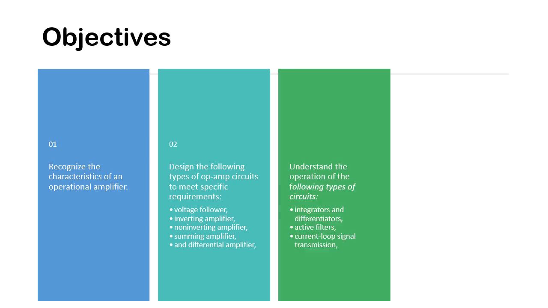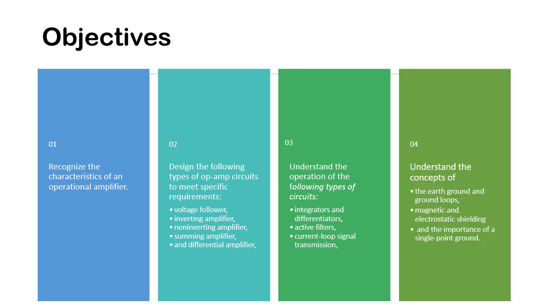You should also be able to understand the operation of the following types of circuits: integrators and differentiators, active filters, and current loop signal transmission. And finally, understand the concepts of the earth ground and ground loops, magnetic and electrostatic shielding, and the importance of a single point ground.